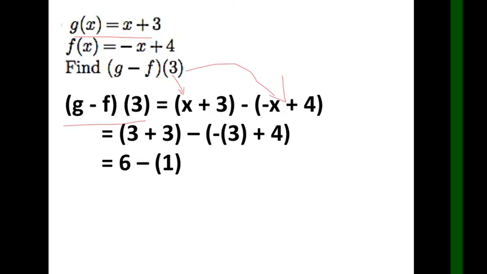And then, which is bigger? 4. What's the sign of 4? It's positive. So we have positive 1. Why there is a negative? Because still, we are on the subtraction. So hindi pa tayo nagpalit ng sign. Okay? So after that, 6 minus 1 is 5. So that is the answer for the subtraction of g of x and f of x with the value of x equals 3. And the answer is 5.